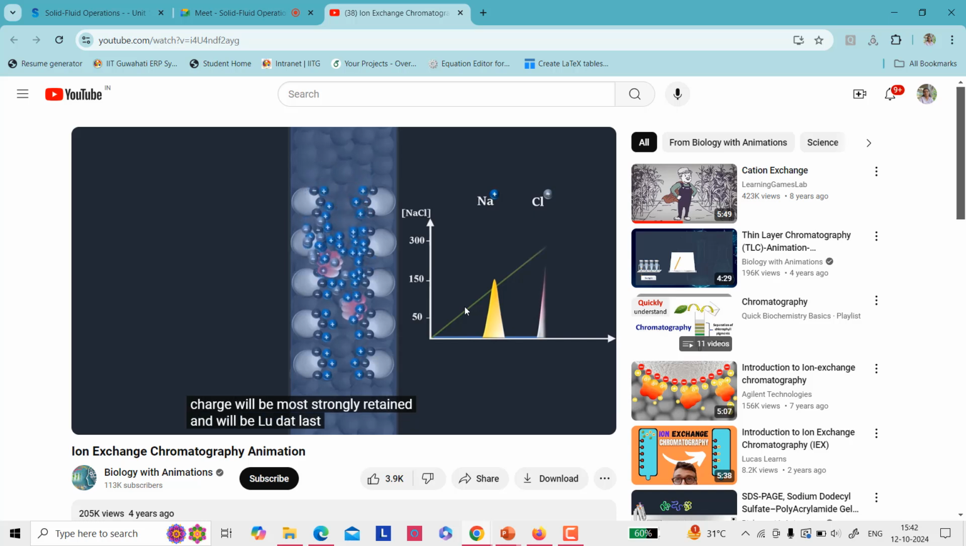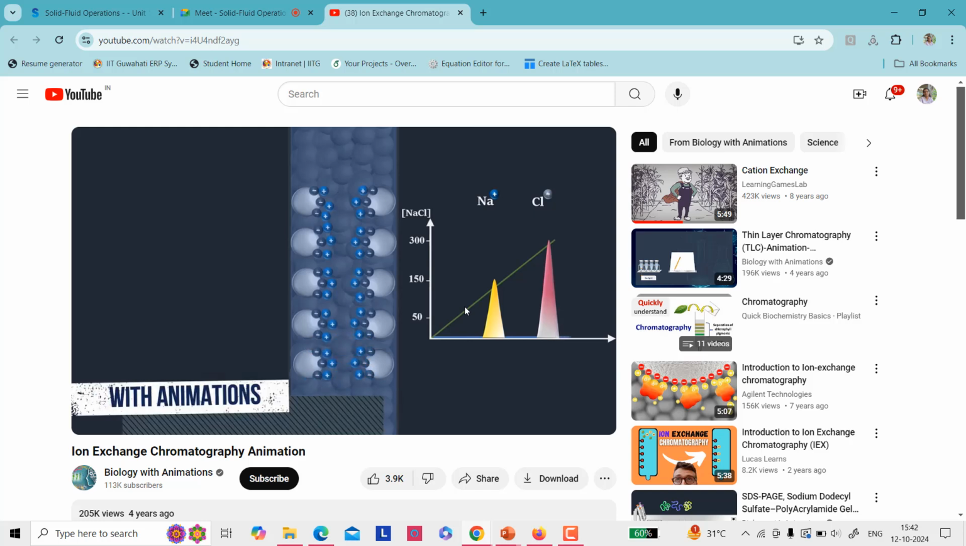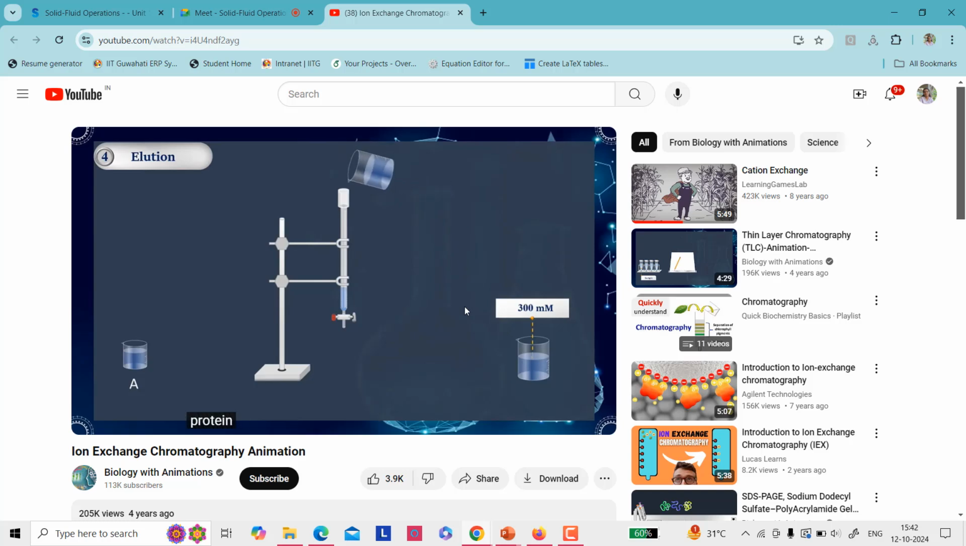Protein B has the lowest net positive charge, so it can be eluted first. Then protein C, with the highest net positive charge, can be eluted next by increasing the salt concentration. Okay, now three proteins are separated.